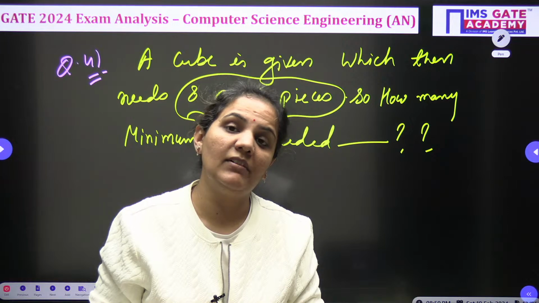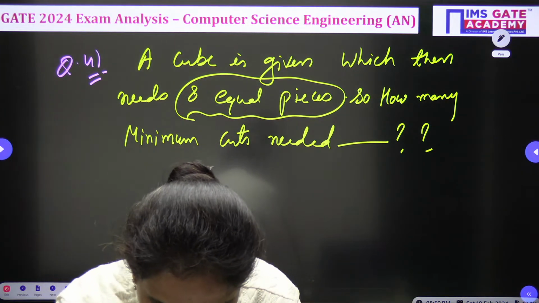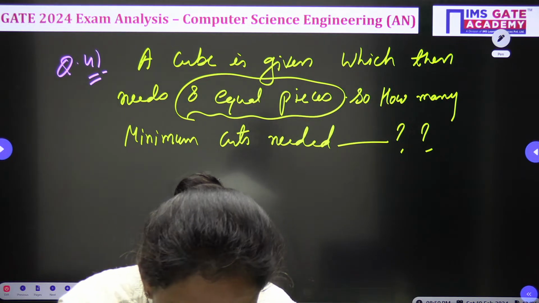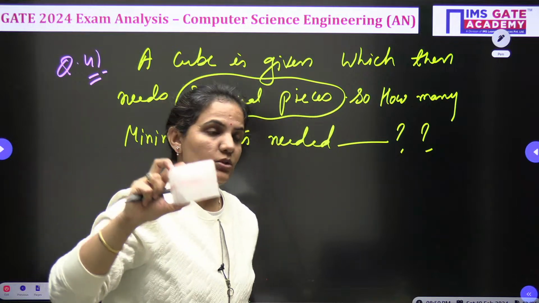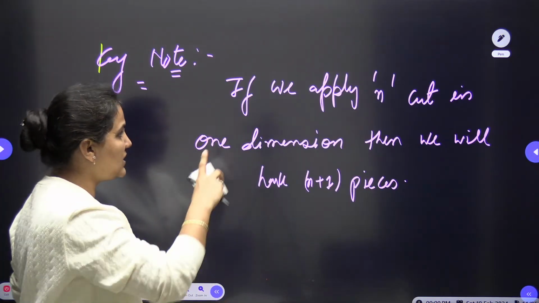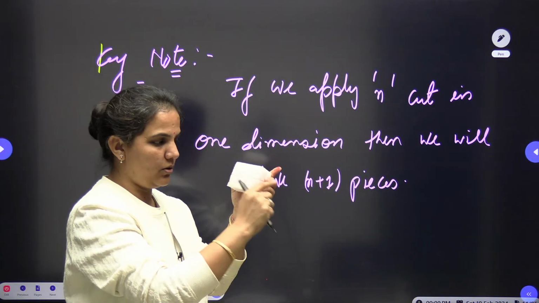8 pieces will be made in how many cuts? In 3 cuts. In how many cuts, dear students? Very easily you can see, it required only 3 cuts. So what was my key point? My key point was: if we apply n cuts in one dimension, meaning if this is my one dimension only.